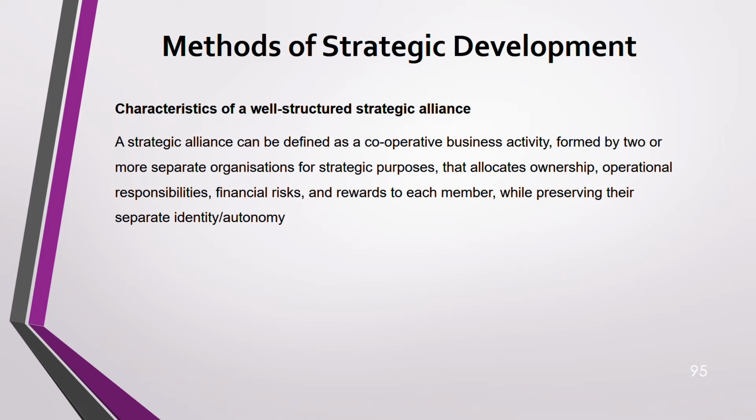Next, characteristics of a well-structured strategic alliance. What is the meaning of strategic alliance? It's very important that you know what a strategic alliance is. It is not formal; it is a very informal way of running a cooperative business activity. You cooperate with two or more separate organizations, like a group that you're forming. Here you allocate the ownership, the operation responsibilities, the financial risk and rewards to each member, but you have your own separate identity.